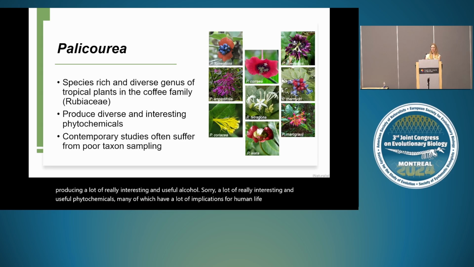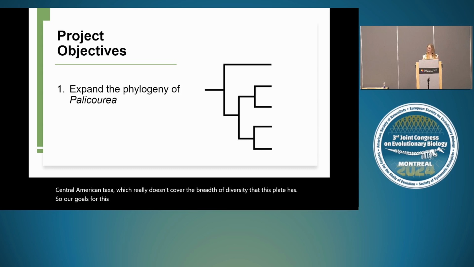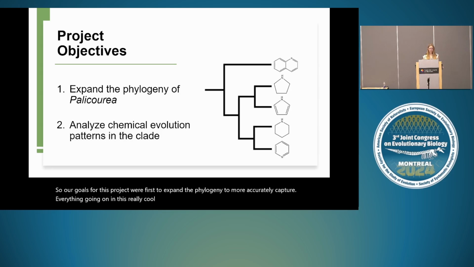Unfortunately, many contemporary studies over this group suffer from poor taxon sampling. Palicourea has a very broad neotropical distribution spanning from Central and South America, but most studies, including all currently published phylogenies, are limited exclusively to Central American taxa, which really doesn't cover the breadth of diversity that this clade has. So our goals for this project were first to expand the phylogeny to more accurately capture everything going on in this really cool group, and then to look at that through the lens of chemical evolution.